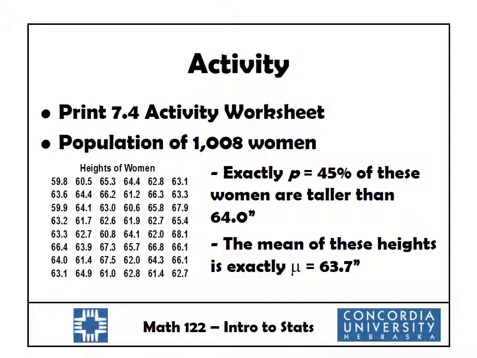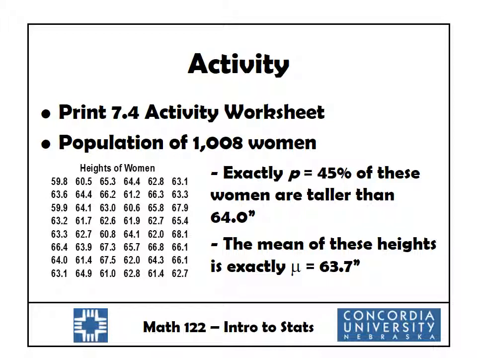So there are two things that are true about this population. The first is that exactly 45% of these women are taller than 64.0 inches. Now, how do I know that? Well, it's because I let the computer look through all 1,008 of these numbers. It counted the number of heights that were bigger than 64.0 inches, divided that by 1,008, and it came up with exactly 45%. So you just have to take my word for it. This number, 45%, is the exact value of our population proportion.